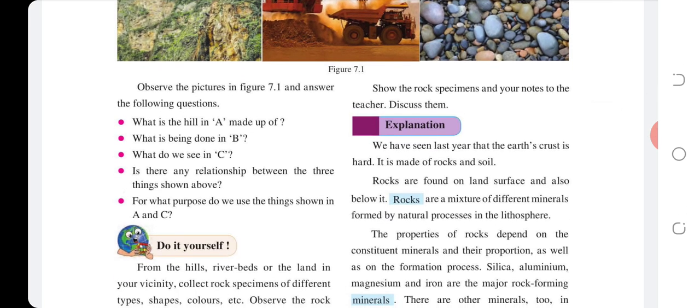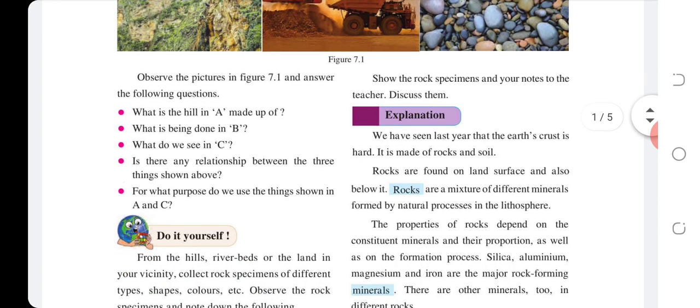Point D. Point 4. Is there any relationship between the three things shown above? Point 5. For what purpose do we use the things shown in A and C?